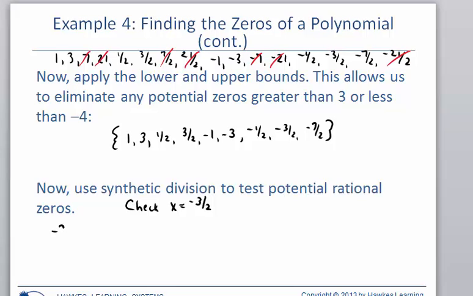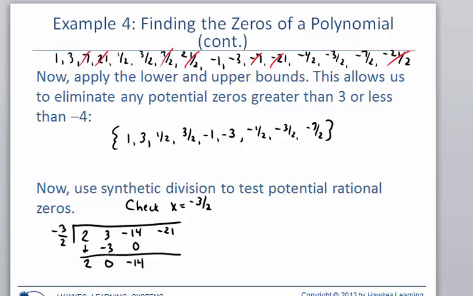Remember that we're going to check that by doing synthetic division. So we're going to divide right back into that original polynomial. Use your calculator if you need to with these fractions. So we drop the 2. -3 halves times 2 is -3, and we add and get 0. -3 halves times 0 is 0. Add and we get -14. -3 halves times -14 is 21. Add and we get 0.